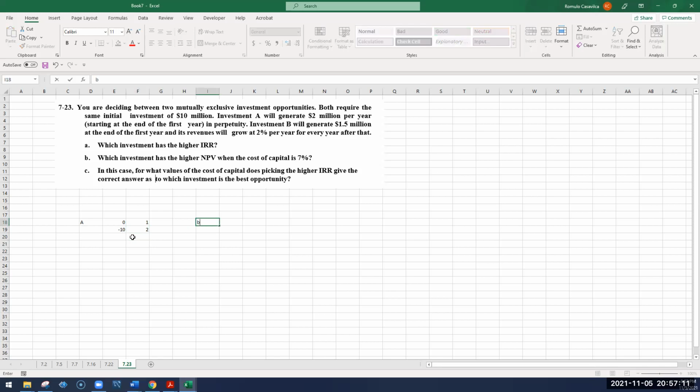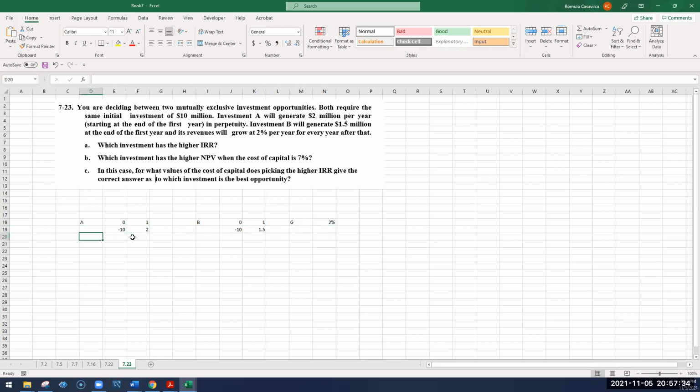And then project B, we have also 0 and 1. My investment is also 10 million, and it will generate 1.5, but with a growth of 2%. So I have a growth of 2% every year forever.